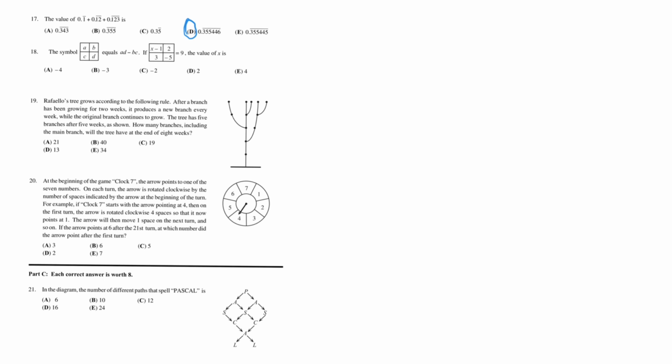Number 18, the symbol [A B; C D] equals AD minus BC. If [x minus 1, 2; 3, negative 5] equals 9, the value of x is. Just use the difference of the cross multiplying. X minus 1 times negative 5, that's AD, minus BC, B is 2, C is 3, that's 9. So negative 5x plus 5 minus 6 equals 9.